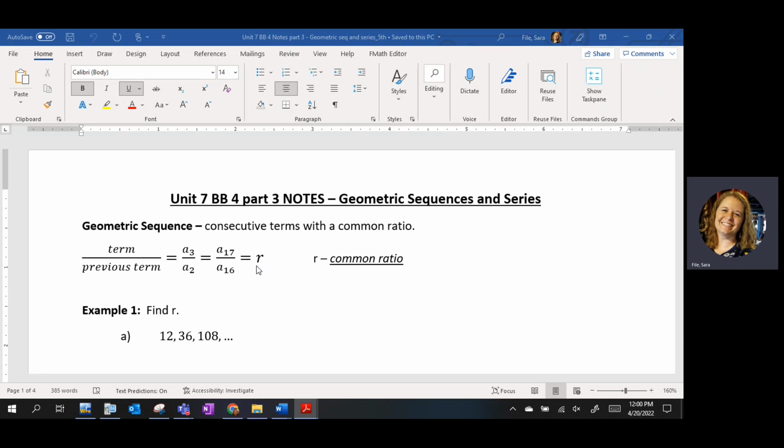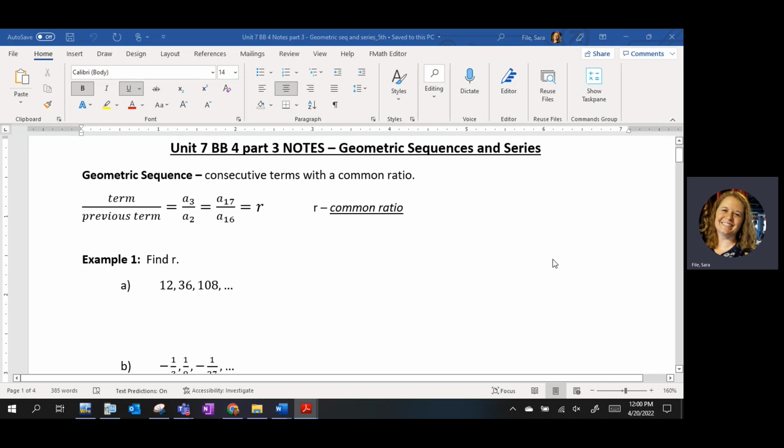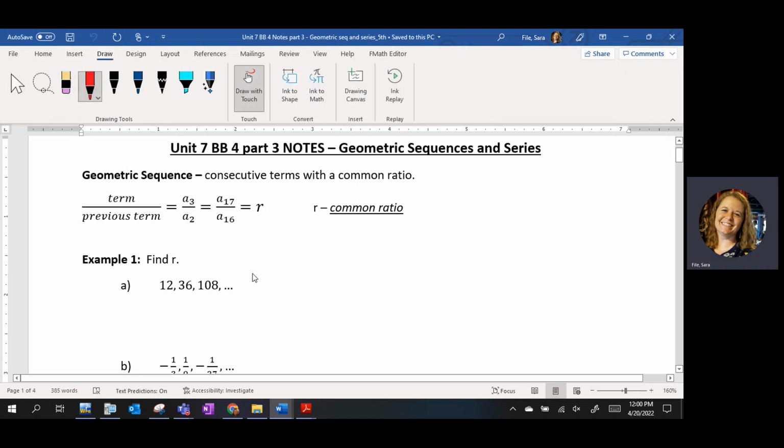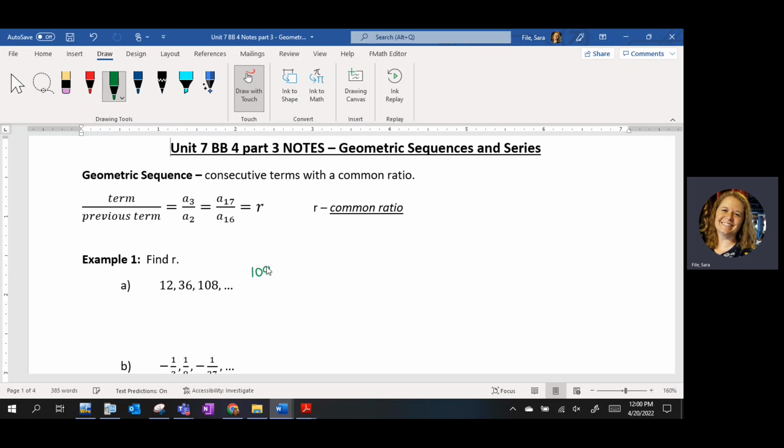That's your common ratio. Okay, so in arithmetic sequences, D was the common difference. In geometric, R is the common ratio. So we're going to practice example 1 here. We're going to just find R. So we want to divide any term. So I'm going to start with the last term by the previous term. Or you could do 36 divided by 12. So we can do it twice since we have 3 terms. And when I do that, both of those come out to 3.